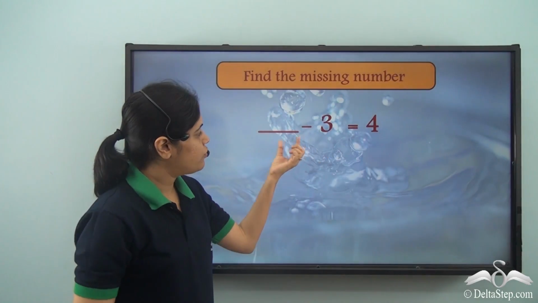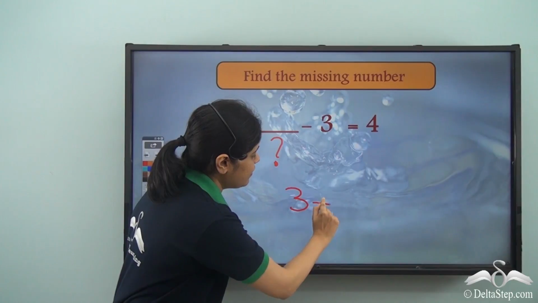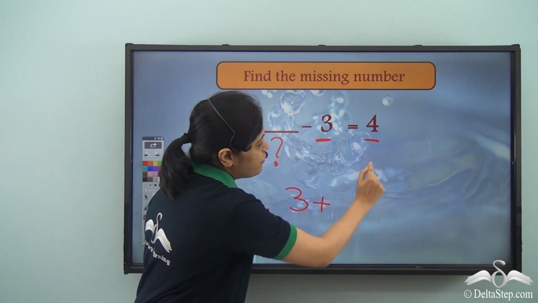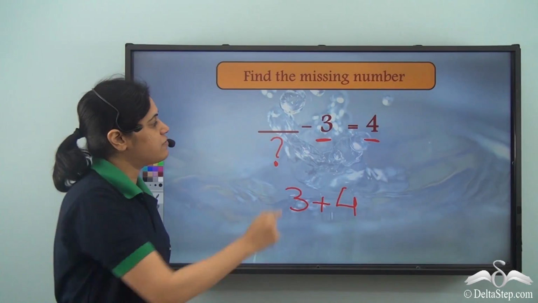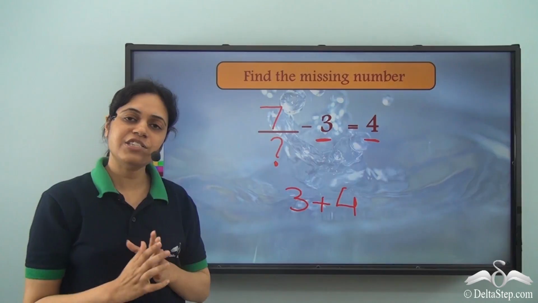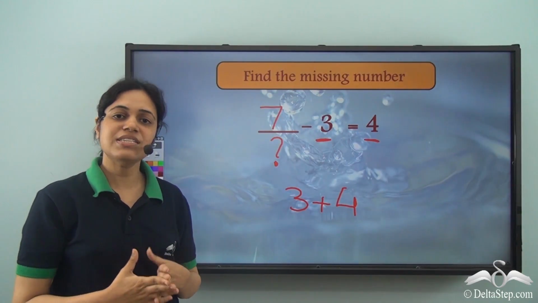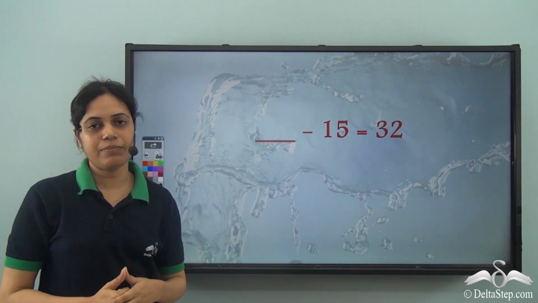So to find this missing number, I need to do 3, which is this, plus 4. I need to put together these numbers. 3 plus 4 is 7. And 7 minus 3 is actually equal to 4. So this is correct. Now let us do it for some bigger numbers.